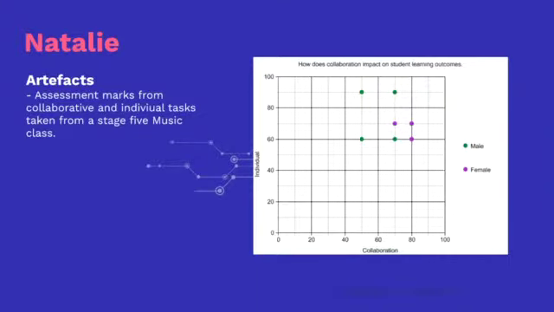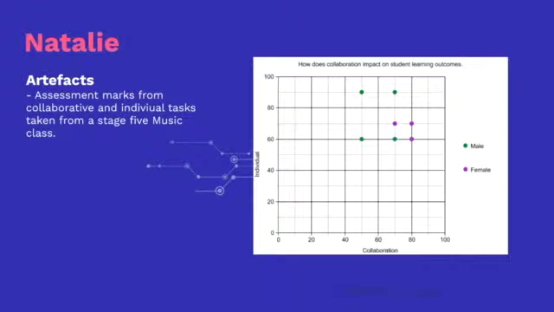The study I undertook was focused on addressing whether collaborative learning influenced the outcomes of student achievement in a Stage 5 music class. The study was conducted with Stage 5 music students from a Catholic school in Western Sydney. Artifacts were collected in the forms of assessment marks or grades and were cross-referenced with keywords in the marking criteria.